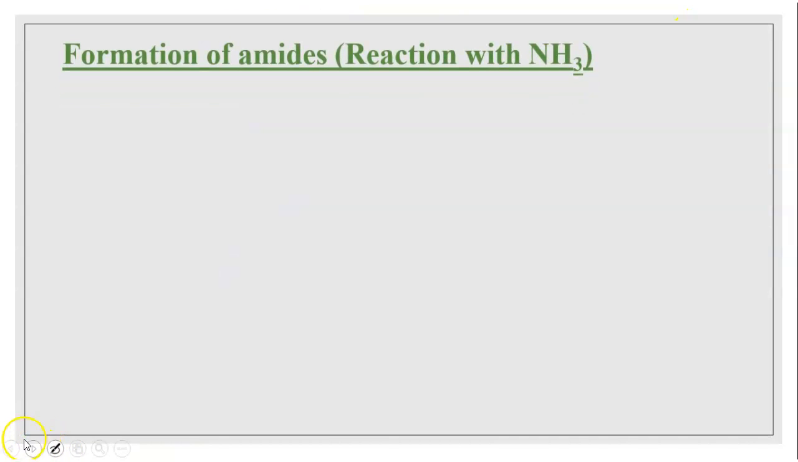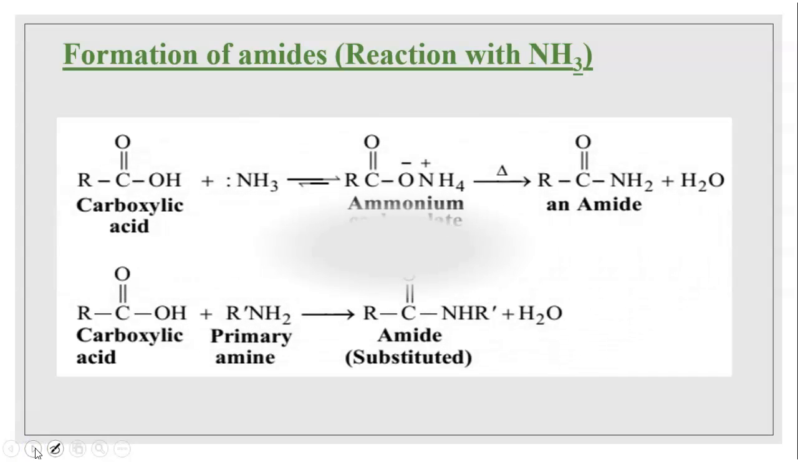So proceeding further towards the next topic, that includes the formation of amides, that is your reaction of carboxylic acid with ammonia. So this is how the reaction occurs. The carboxylic acid is reacting with ammonia and it results in the formation of your ammonium carboxylate, which is further heated to give you the product that is your amide, and water is released as such.